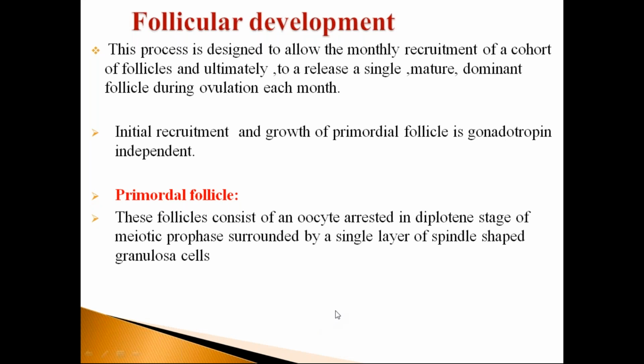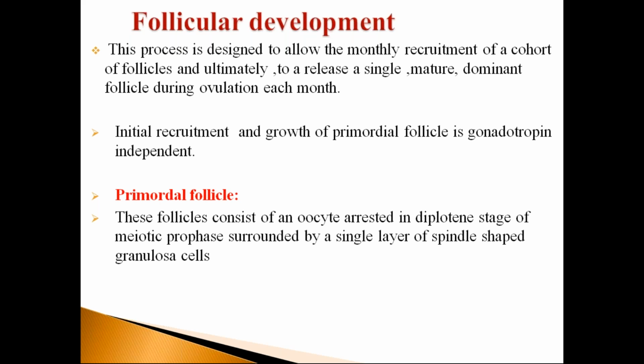Coming to follicular development, we have already dealt with hormones. As I've already said, we are studying this menstrual cycle under three headings: the follicular development, the hormonal production, and the endometrial cycle correspondingly. Coming to follicular development, it is a process designed to allow the monthly recruitment of a cohort of follicles, and ultimately it releases a single mature dominant follicle following ovulation every month.